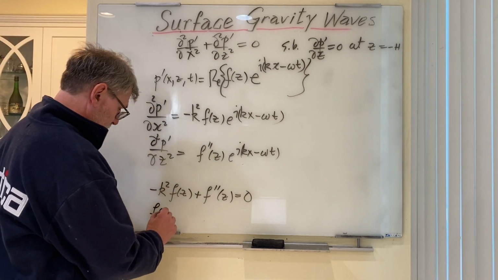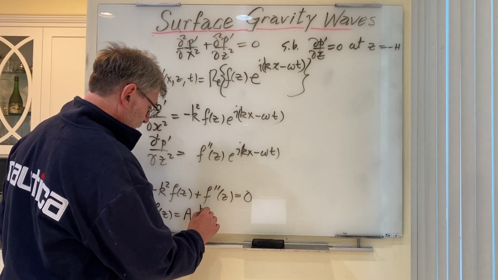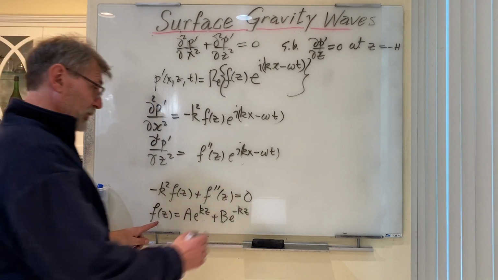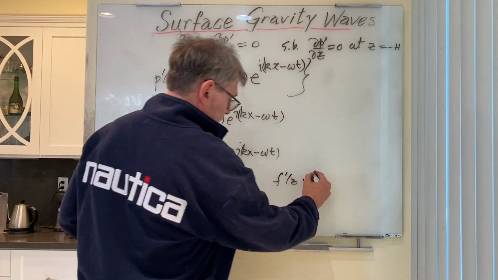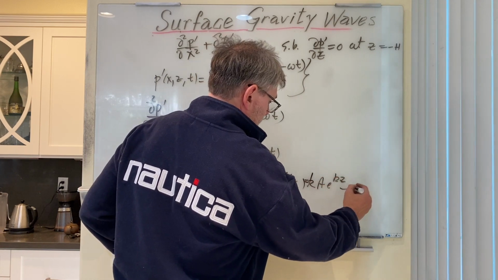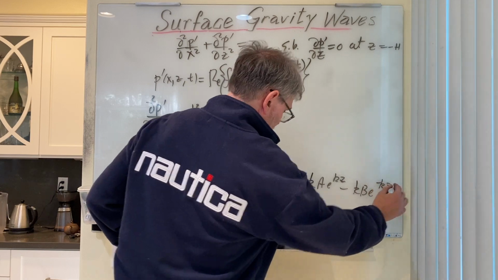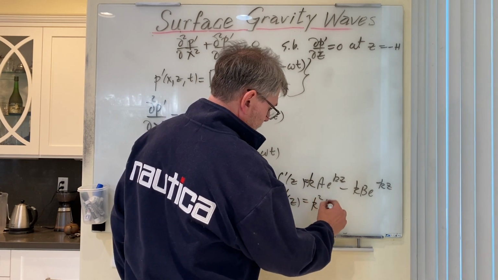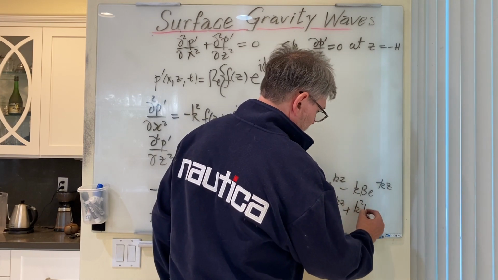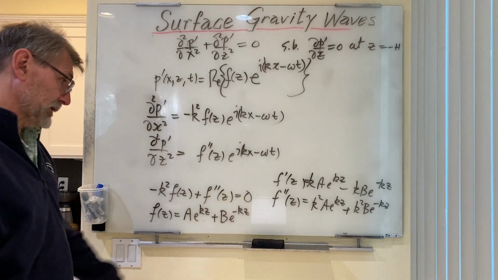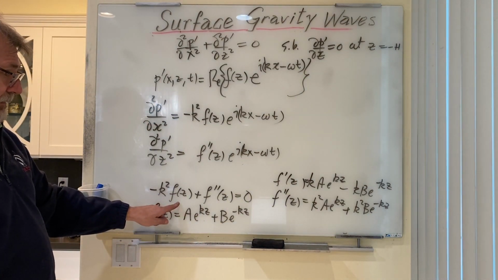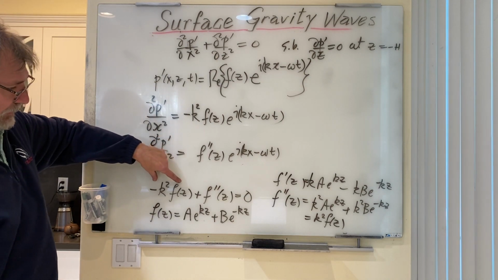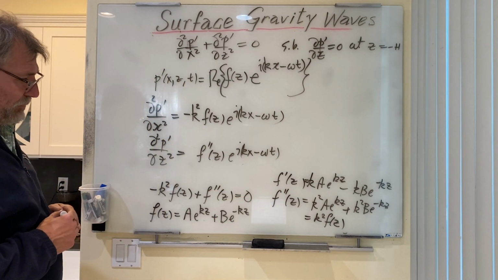So that means that f of z is equal to a e to the kz plus b e to the minus kz. You can verify that that is the solution, right? If I take f prime of z, I get k a e to the kz minus k b e to the minus kz. That's the first derivative. If I take another derivative, f double prime of z, I get k squared a e to the kz plus k squared b e to the minus kz. And that is just equal to k squared f of z. And so you can see that f double prime minus k squared f of z is 0, and therefore this does indeed satisfy the equation.